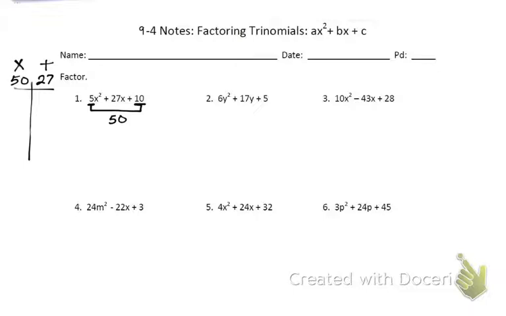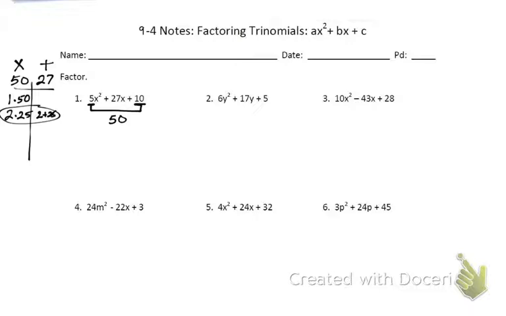So again, you can go through your list of factors. You have things like 1 and 50, 2 and 25. Well, maybe I'll stop right there and say, wait, 2 and 25, I think that's going to work. 2 times 25 makes 50. 2 plus 25 makes 27. So that is what's going to work for this problem.